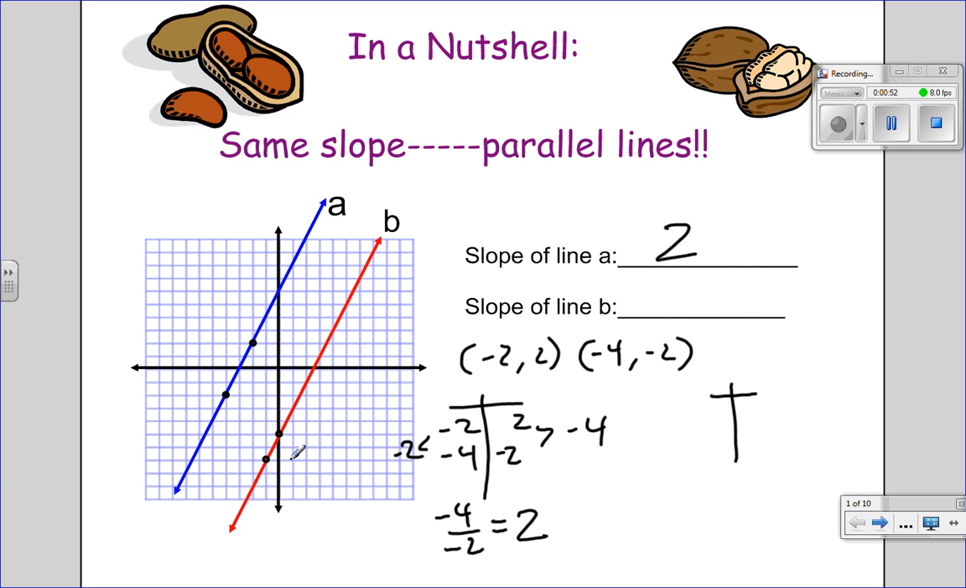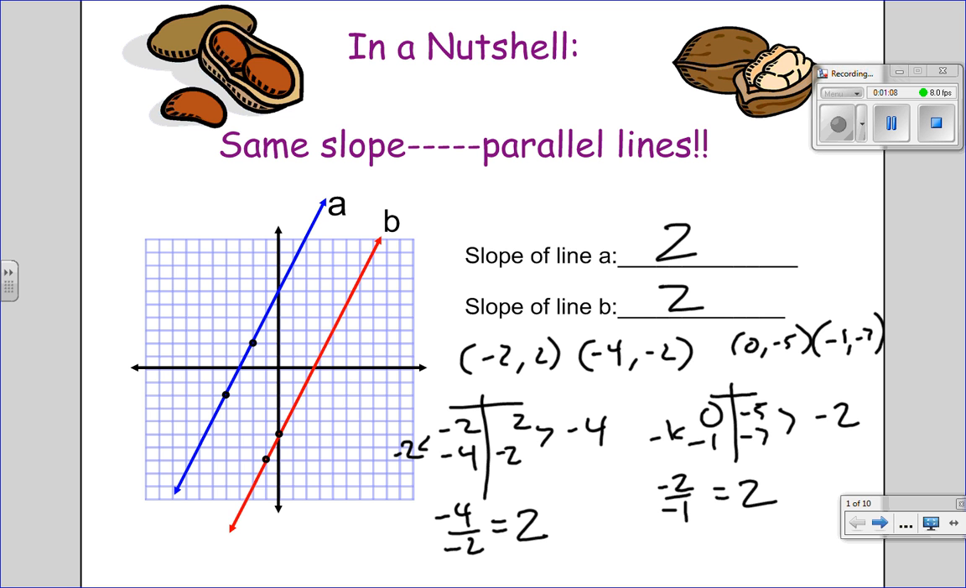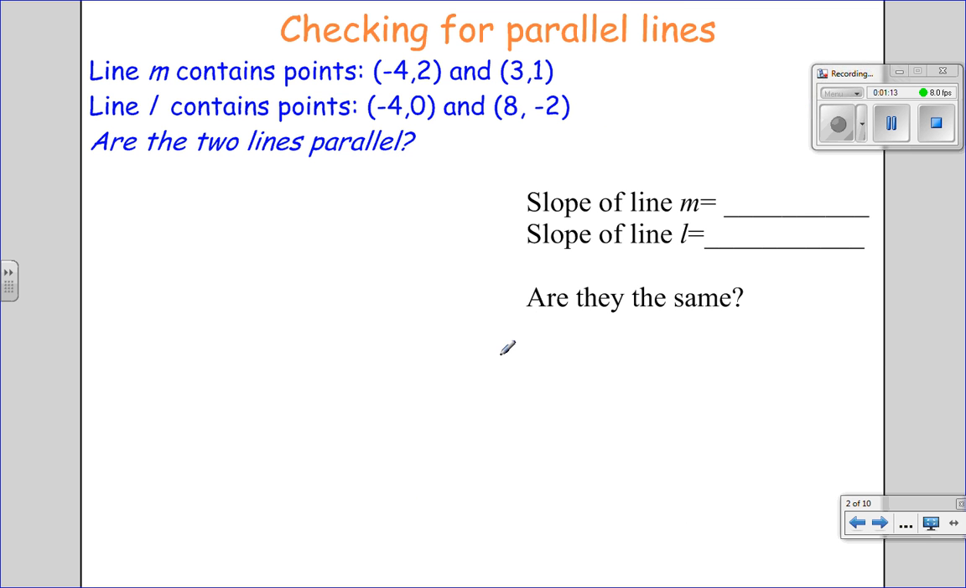You also need to check line B, which goes through (0, -5) and (-1, -7). So (0, -5), (-1, -7). Down 2, down 1, so the slope is -2 over -1, which reduces to 2. So those two lines do have the same slope, so they would be parallel. Now pause the video and try this out. Try to find if these two lines are parallel.